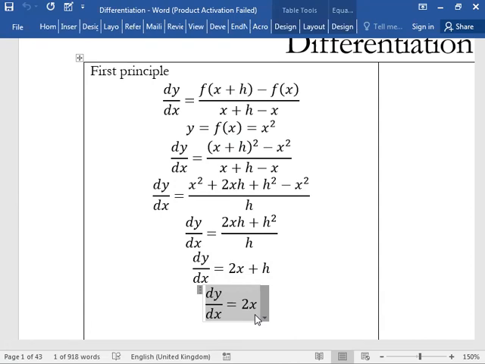Right. And we considered h as positive only. We say it is so small that it is almost approaching zero. This is called the first principle. And we have just used the first principle with the example of x square, which is a very basic quadratic function. Is this clear?